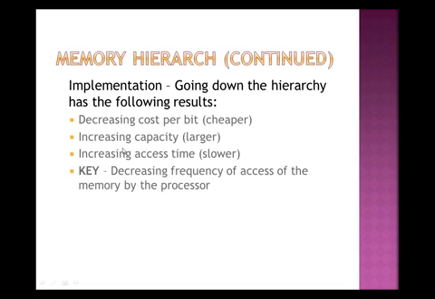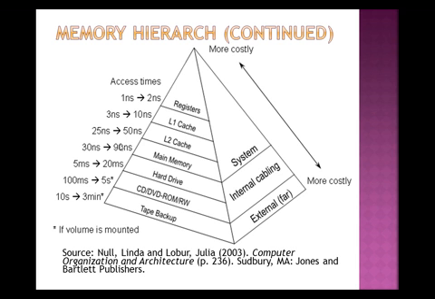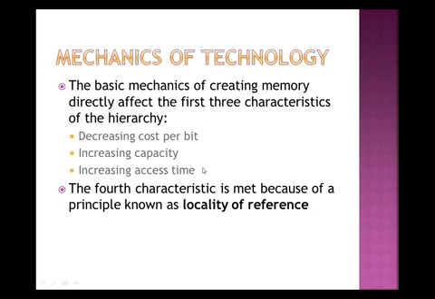That is, when we go down the hierarchy, from top to bottom, the following results will happen: decreased cost, increased capacity, and increased access time. Those are the three main concepts used while going from the top to the bottom. This is the memory hierarchy that I will discuss in today's class.